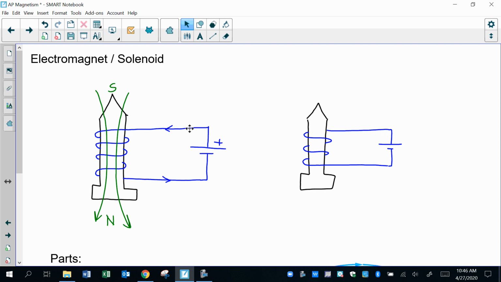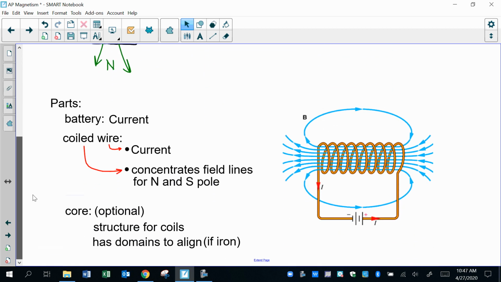So I can turn on the blue current. I can produce this magnetic field, and that magnetic field in turn will align the domains, and I get added strength. I don't need to have the core though. All I need is the battery, the wire, and the coil. So come down here. Again, another picture that I have borrowed, and I can see all those field lines going through there. No core, I still get those arrows. Imagine placing a nail in there and all those domains aligning and giving me extra strength.